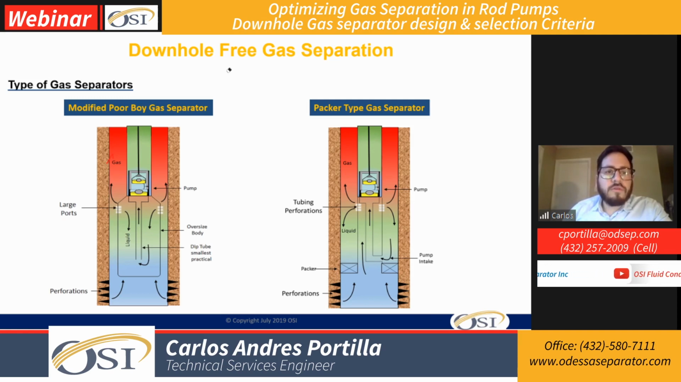Basically, what we're doing here is using that casing, that annular space, that cross-sectional area to separate as much gas as possible. The idea is that the casing will be the biggest space that you can use. So we isolate here with a packer, and then we create a flow path here. We will have our intake of the system here, then we will have an outlet point here.